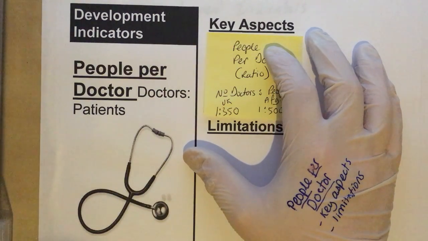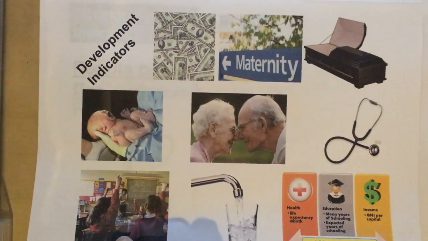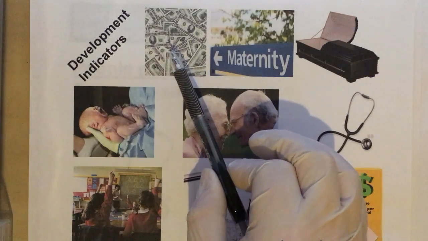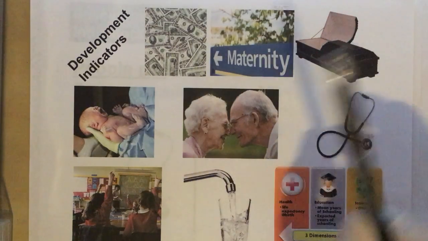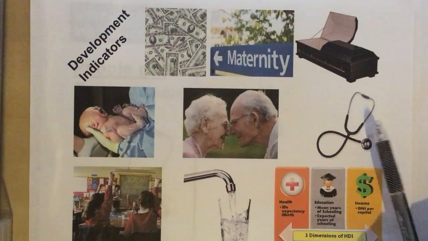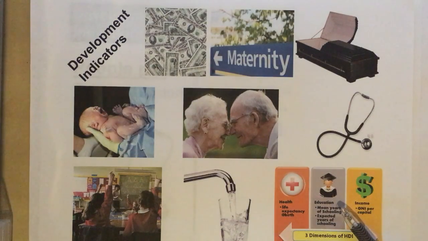Today we're going to look at the development indicator of people per doctor in a little bit more detail. Previously, we've looked at different development indicators, and this is covered in a different video. But just as an overview, we have GNI, gross national income, birth rates, death rates, infant mortality, life expectancy, people per doctor, education, access to safe water, and HDI.